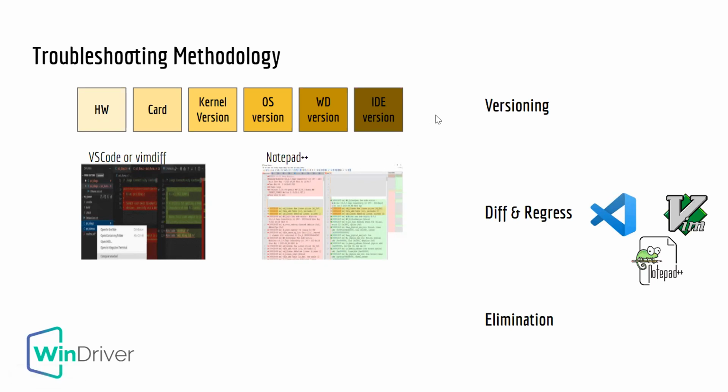Once we have the relevant logs, we can read the log. Maybe it's self-explanatory. If not, we can compare the working version and the non-working version. This way, we start to eliminate the root cause and the things that cause the error. So: versioning, diff and regress, and elimination, and I will demonstrate shortly how it is done using a case study.